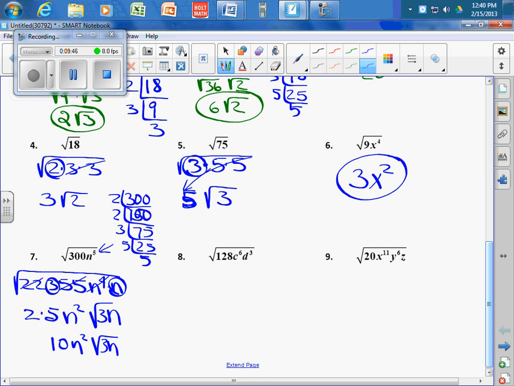Number 8: 128, c to the 6th, d to the 3rd. Well, I'm going to take 128 and find the prime factors. I'm going to divide by 2 and get 64. I'm going to keep dividing by 2 as long as I can. Divided by 2 again, I get 16. Divided by 2, I get 8. Divided by 2, I get 4. Divided by 2, I get 2. So I have 1, 2, 3, 4, 5, 6, 7 2's I want to write down.